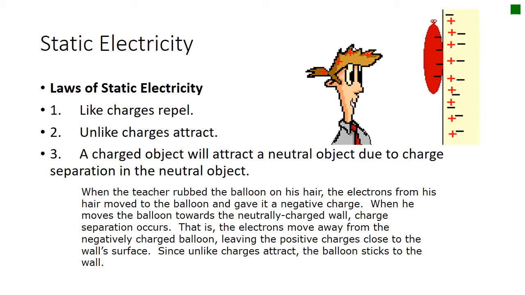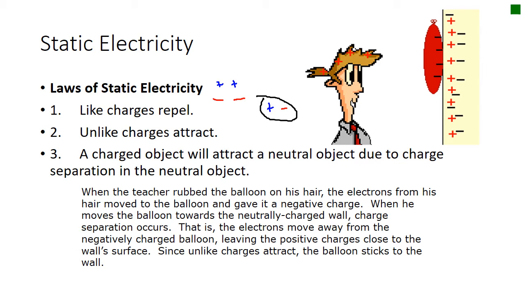So there are laws of static electricity. Like charges repel, so negative will repel negative, and positive will repel positive, but opposite charges attract when it comes to electrical charges.